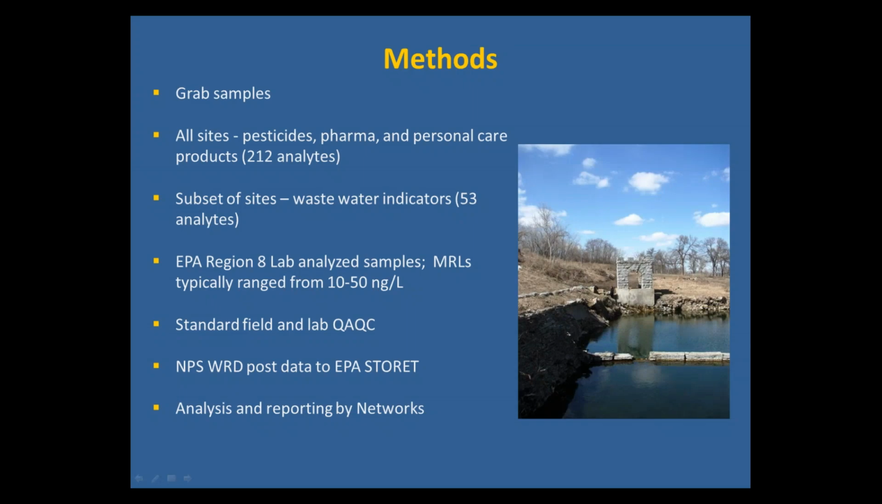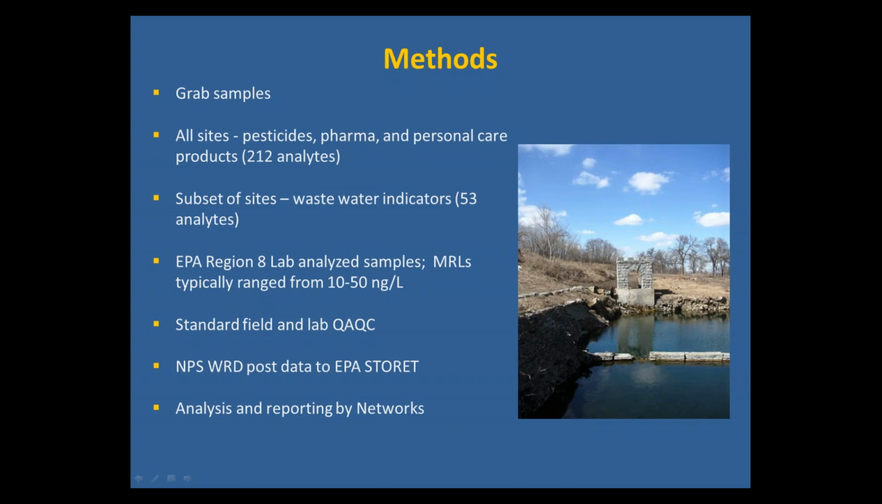So the methods are pretty simple. These are just grab samples. For all of the sites, we've been able to do the pharmaceuticals, pesticides, and personal care products, and that's over 200 analytes. And then for a subset of sites, we also were able to sample for wastewater indicators, and that was about 50 analytes. Due to lab capacity limitations, they aren't doing the wastewater indicator suite anymore, so that's why that one has dropped off.